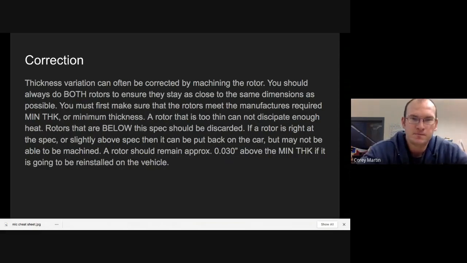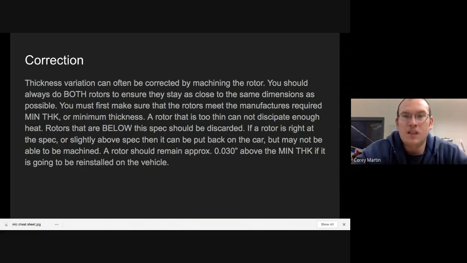Now, the correction. What do you do about thickness variation? Well, you have 2 options. Option number 1 is that in most cases, these can be machined. These rotors can be taken off and they can be put on that brake lathe, as long as they are going to be reusable. So first thing that you have to do before you decide if you're going to machine a rotor is you need to figure out what that minimum thickness is. So you're going to look at the manufacturer's required minimum thickness. If the rotor is above this number, then it may be able to be machined. If the rotor is at or below this number, then you cannot machine it.